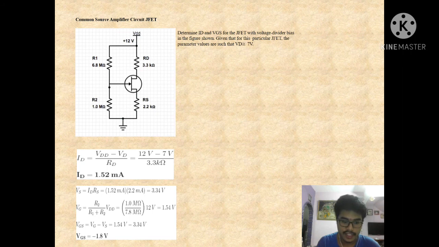To find VGS, we have to find VG first. So VG equals R2 over R1 plus R2 times VDD. So 1.0 mega ohm, I'm sorry, it's mega ohm over 7.8 mega ohm times 12 volts equals 1.54 volts. So VGS equals VG minus VS, so 1.4 volts minus 3.3 volts. So VGS is negative 1.8. So that's a sample question and solution for JFET.